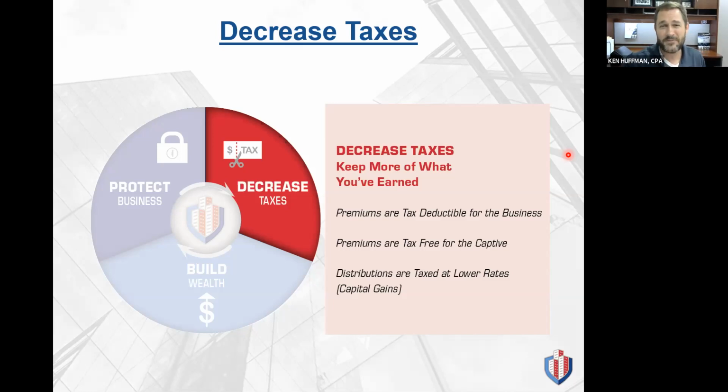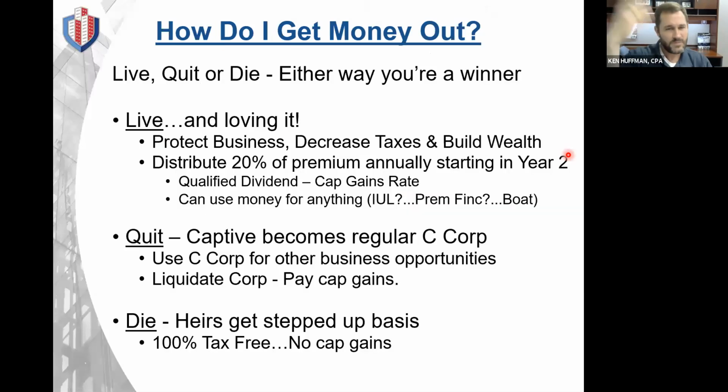And that's what a lot of people want to find out. Okay, it's great, I can put money in, but how do I get it out? Well, you get it out by taking qualified dividends. And I like to describe it as live, quit, or die. Either way, you're a winner. But you know, dying is not a great way to do it. But if you live, you can have your captive up and going, and it's protecting your business, you're decreasing taxes, you're building wealth. And then starting in about year 2, and this is just kind of an estimate, you can start pulling out about 20% of your premium that you have been putting in. And you will pay capital gains rates on that, all right?